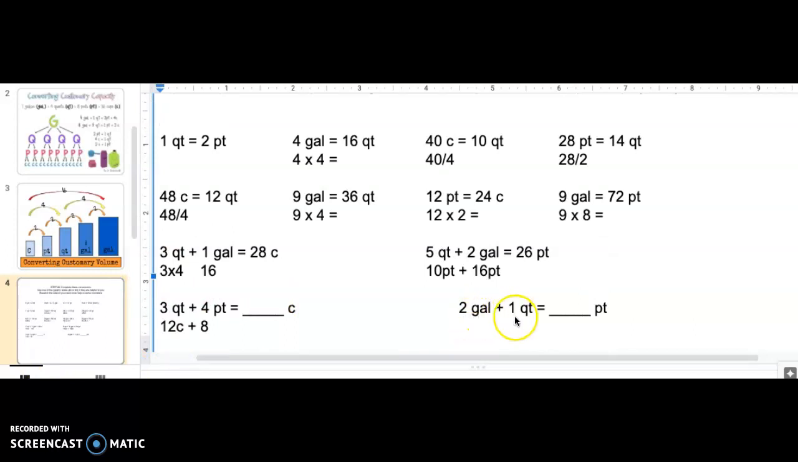One more problem together. 2 gallons and 1 quart are how many pints? So I have to find out how many pints in 1 gallon. 2, 4, 8. If there's 8 pints in 1 gallon, there's going to be 16 pints in 2 gallons. And how many pints are in a quart? There are 2 pints in every quart. So 16 plus 2 is 18 pints.